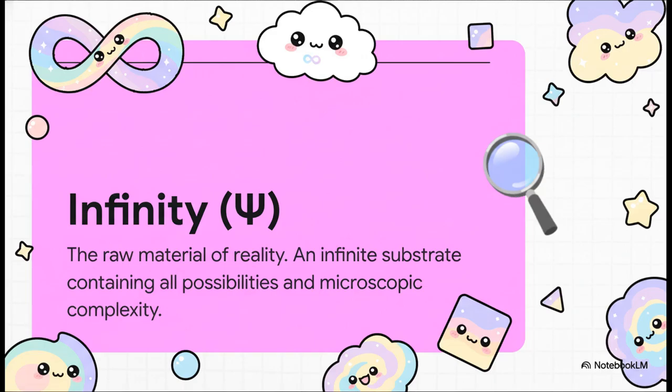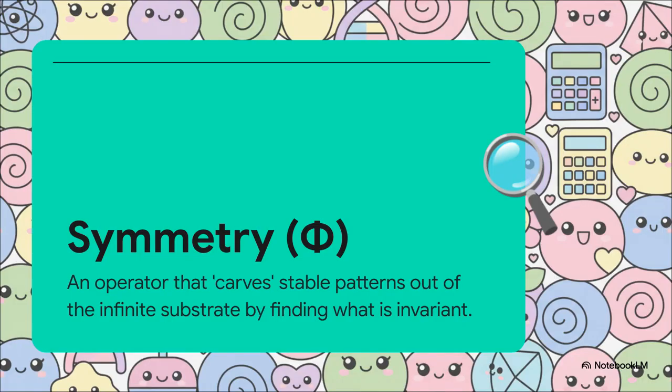Instead, imagine it like a giant, infinite block of marble that contains every possible sculpture, every possible outcome, all at once. It's the raw material of reality, just full of chaos and complexity. Okay, so you have the marble. Next up is symmetry. This is the fundamental tool, the universal sculptor, that carves structure out of that raw infinity. It acts like a filter, and it's always looking for patterns that are stable and unchanging, just like a sculptor works to reveal the statue that's hidden inside that block of marble.